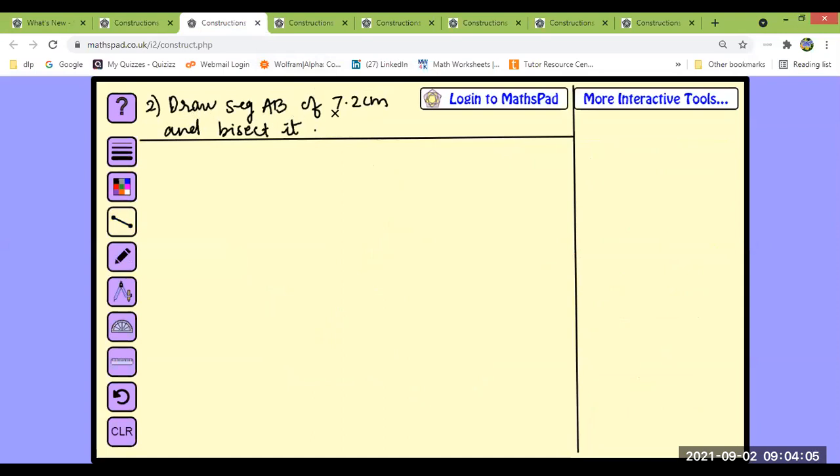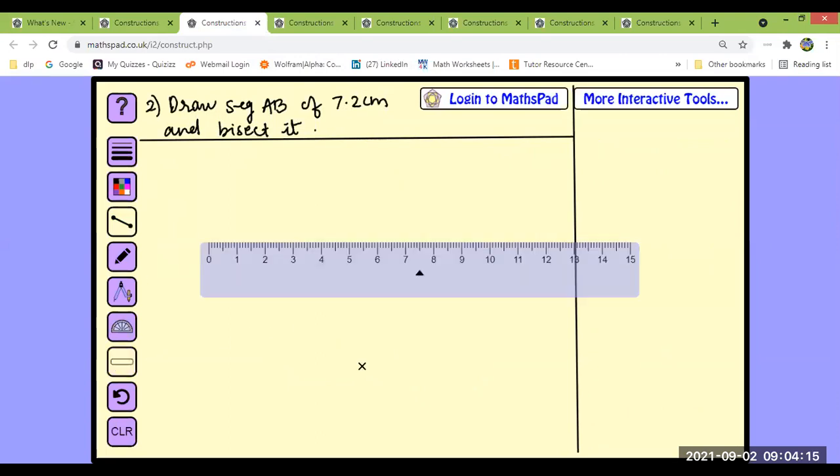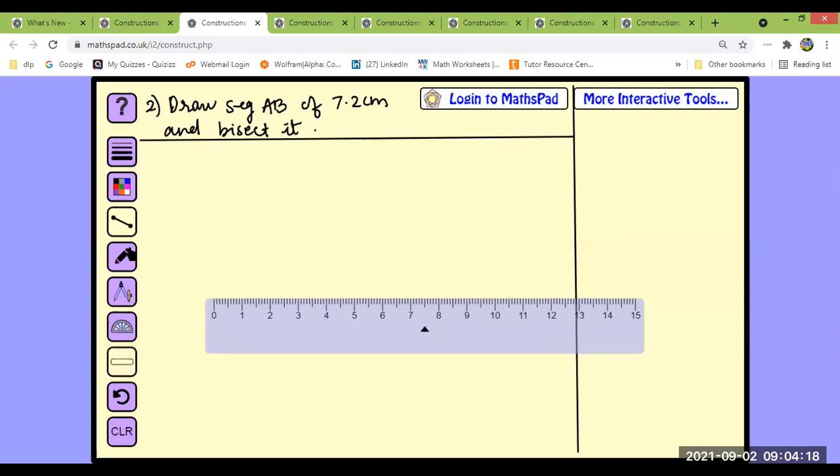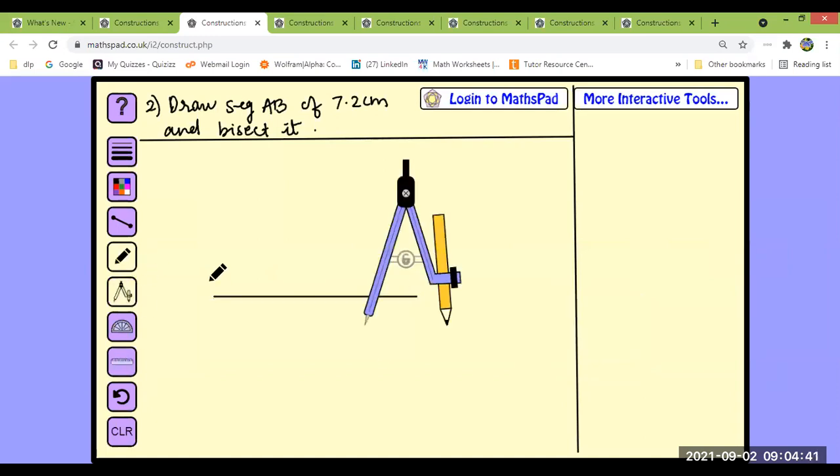Draw segment AB of 7.2 centimeters and bisect it. So in this case, we have to start with drawing out a 7.2 centimeter segment. So here, with the help of ruler, let's draw a 7.2 centimeters segment. So starting at 0, 7.2 is over here. Okay. And then once again, 7.2. Okay. And now we have to bisect it.